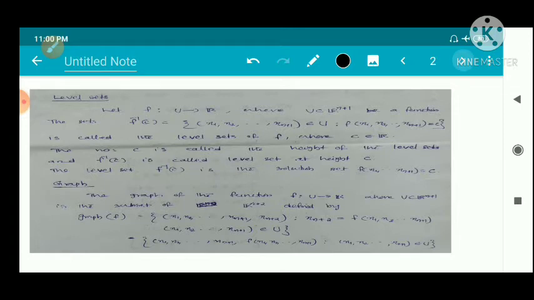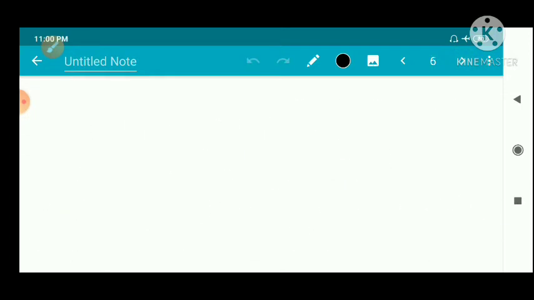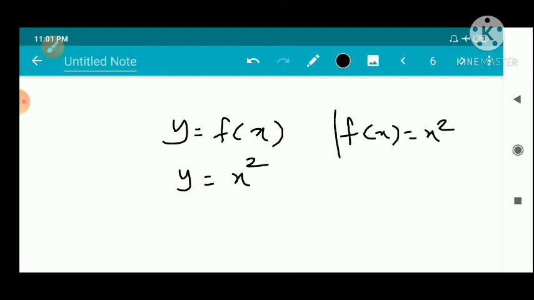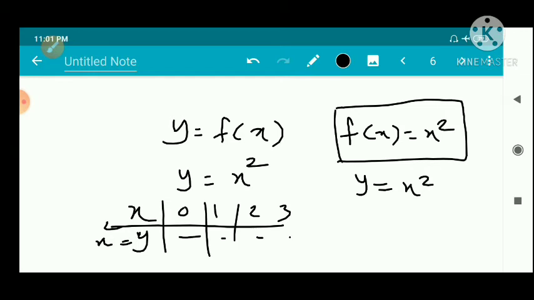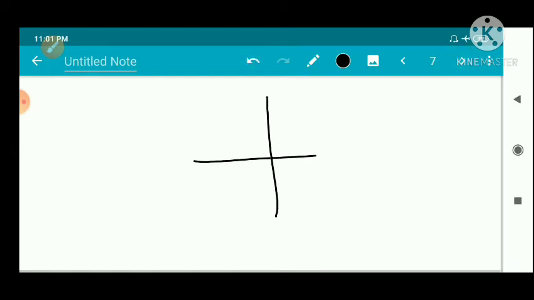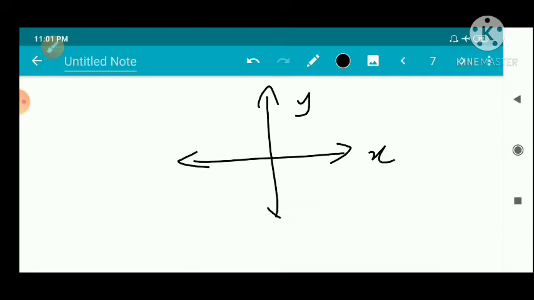Graph means simply, as in the primary classes we use the term graph, that is if we consider a function y equal to f(x). Say y equal to x square, f(x) equal to x square, then we can draw the graph. We put y equal to x square, we take different values for x, like 0, 1, 2, 3, etc. Then we get different values for y. Then we can draw the graph by drawing the x-axis and y-axis. We get a parabola. y equal to x square means it's a parabola.